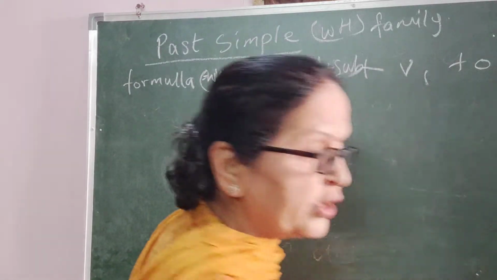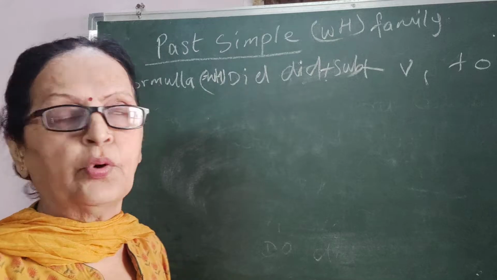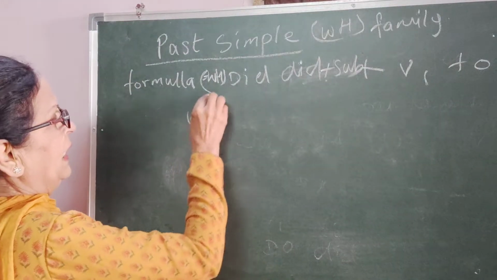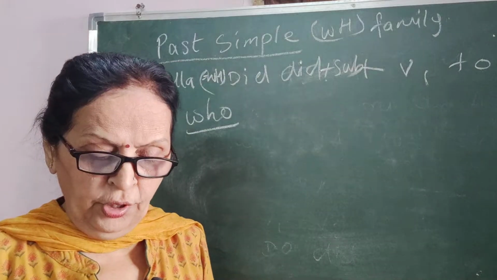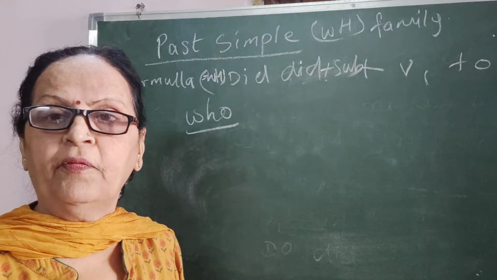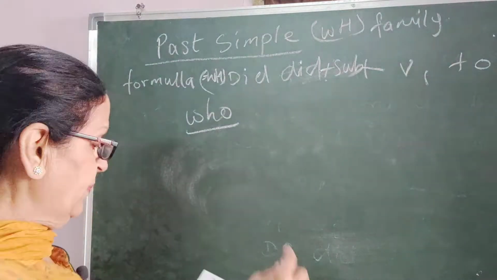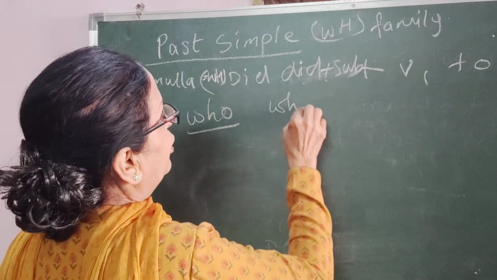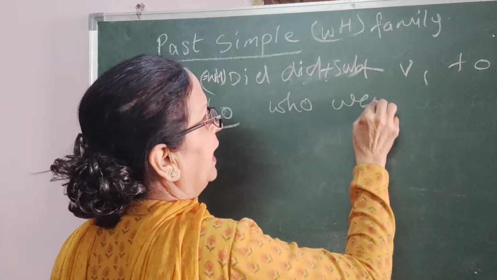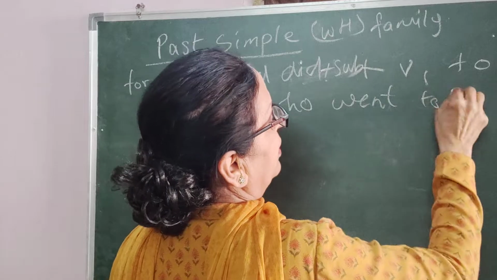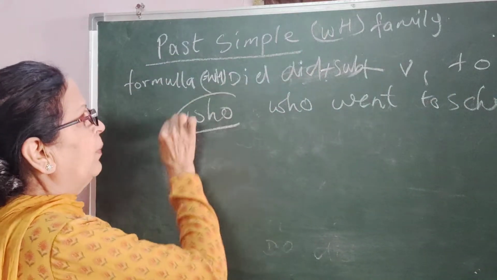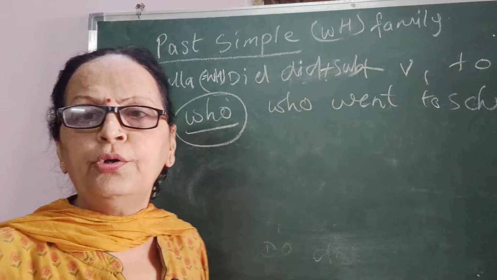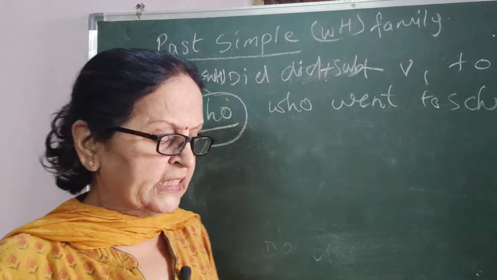For where, which, when, whom, everything is okay. But when you ask a question with who, there is no subject you will find. Let us see some example. Who went to school? Is there a subject here? No. So whenever you use WH family who, you are not going to have a subject.